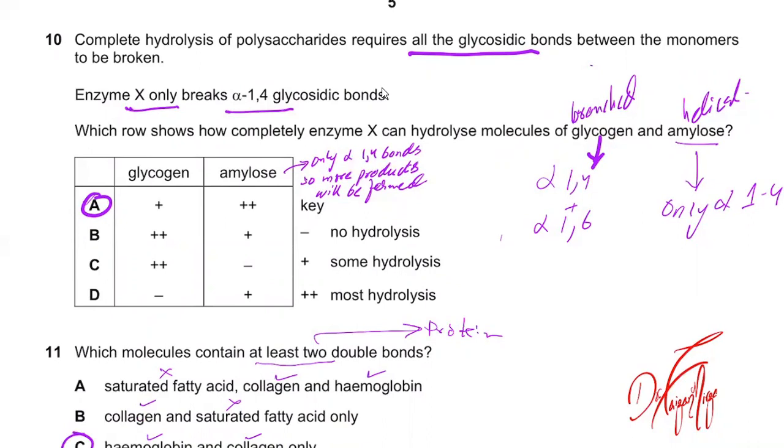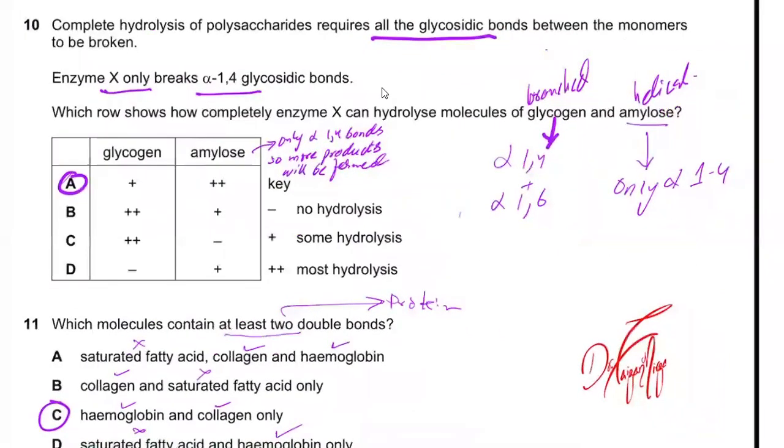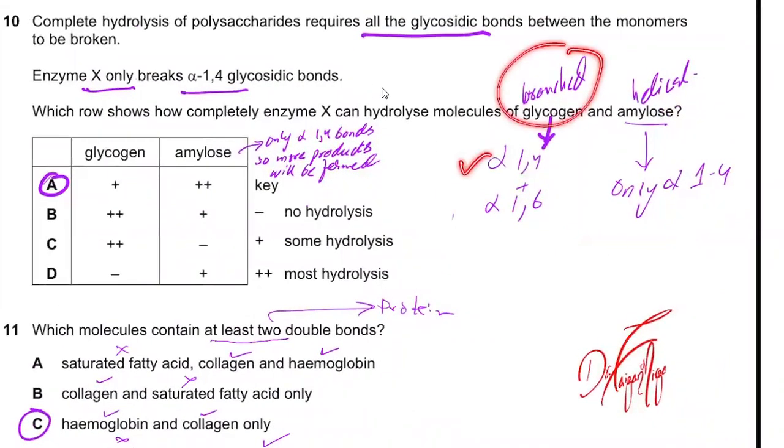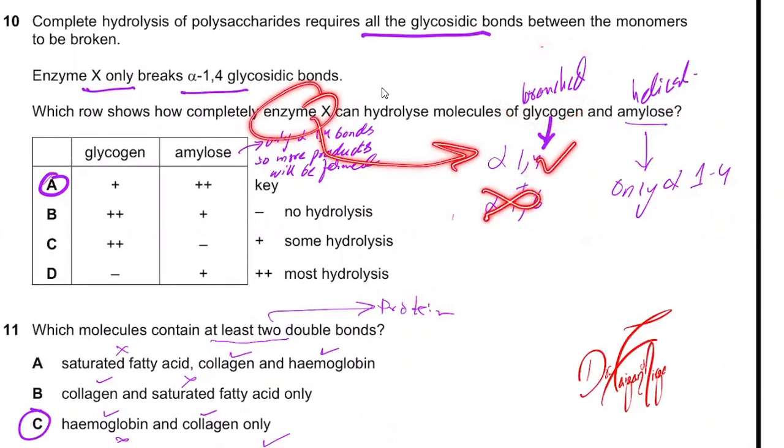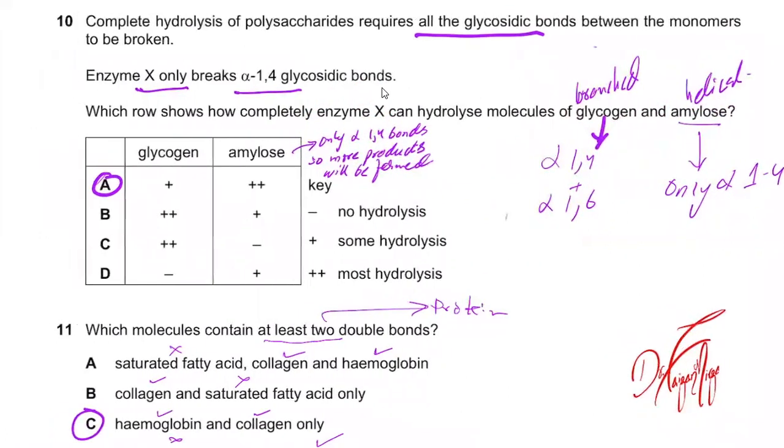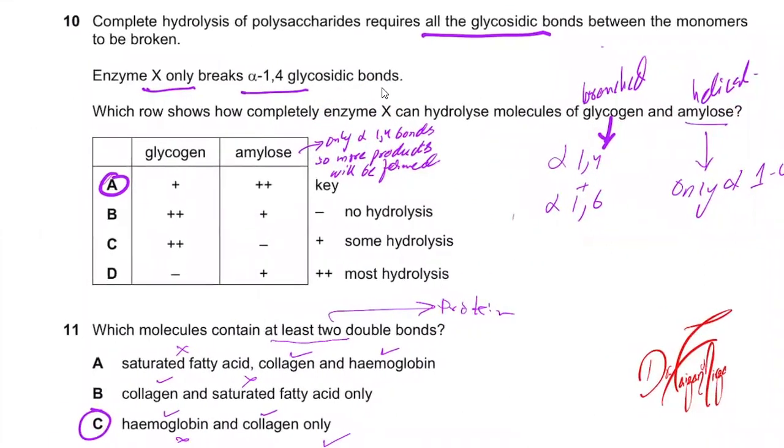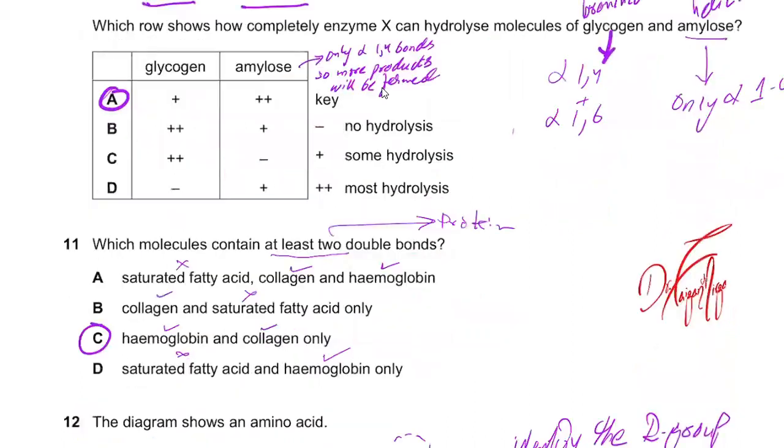Complete hydrolysis of a polysaccharide requires all glycosidic bonds to be broken. Enzyme X only breaks the alpha 1,4-glycosidic bond. Which row shows completely how enzyme X can hydrolyze a molecule of glycogen and amylose? We know glycogen is a branched molecule having alpha 1,4 and alpha 1,6 bonds. So this enzyme X can break alpha 1,4, but it cannot break alpha 1,6. Amylose, on the other hand, we know it's helical and has 1,4 bonds only. So amylose will be broken fully by enzyme X, whereas glycogen will be broken partially. Which row will describe this? We know glycogen will give some hydrolysis, whereas amylose will give most hydrolysis. So A is the answer.